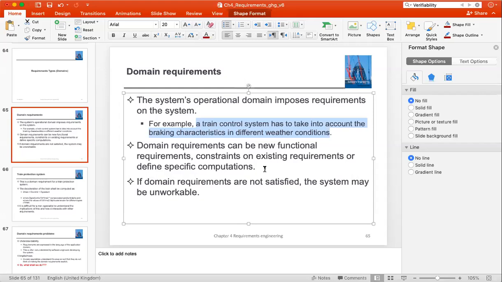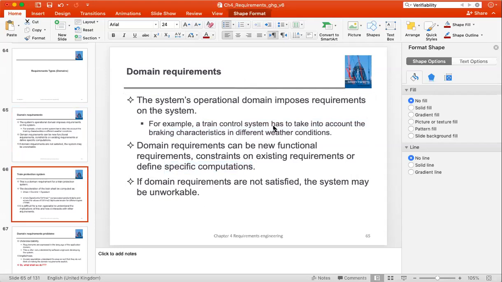Domain requirements can actually be in the form of new functional requirements or constraints on the existing requirements, or whatever you've been given so far. So there should actually be extra layers of requirements, either functional or non-functional or constraints.